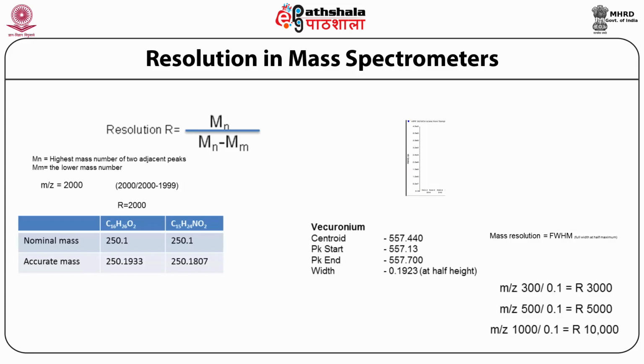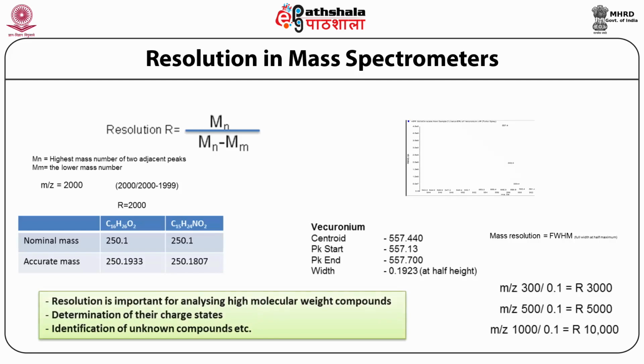So a mass of 300 with a difference of 0.1 gives a resolution of 3000. But at the same time, at mass 1000, the same difference gives a resolution of 10,000. Therefore, this resolution capacity of the instrument determines how accurately you can determine the molecular weight of proteins. But when it comes to analytical mass spectrometers, unit mass resolution is enough to do the job, because a separation technique is involved and fragmentation parameters are included. Therefore, that is enough to do the job. So resolution is very important for analyzing high molecular weight compounds and determining their charge state, and this helps us in the identification of unknown compounds.